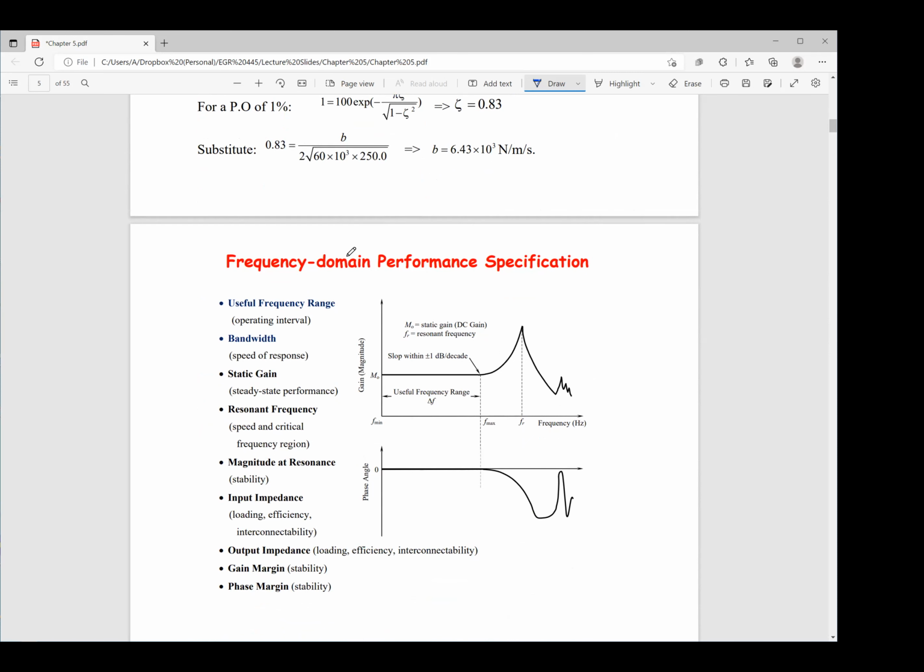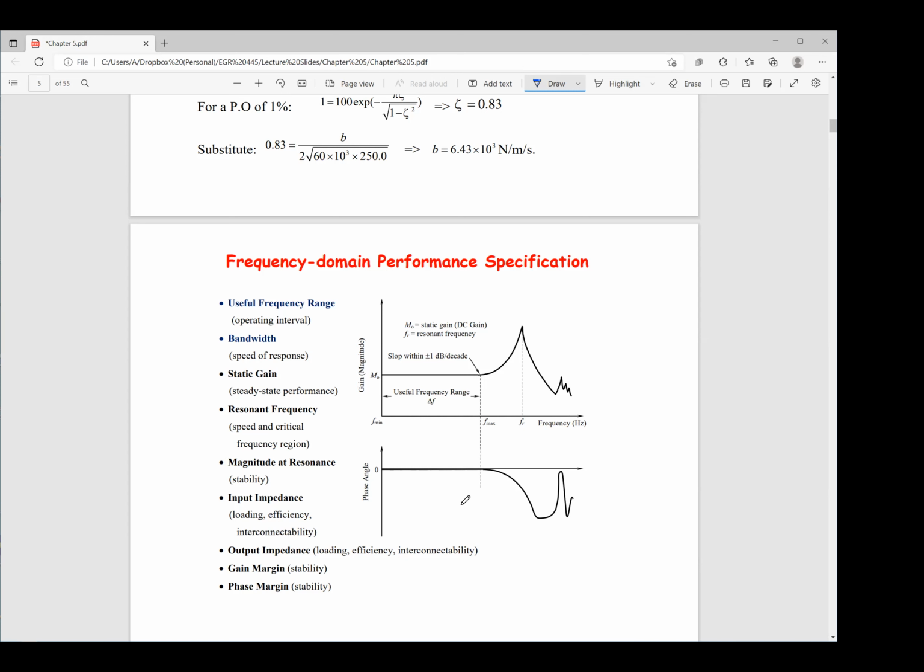But I just want to tell you one more thing: the performance of the system can also be described in the frequency domain. What that means is this is something called the Bode diagram. In the Bode diagram, you have the gain on the y-axis and the frequency on the x-axis, and then you have the phase angle on the y-axis, and again the frequency on the x-axis.